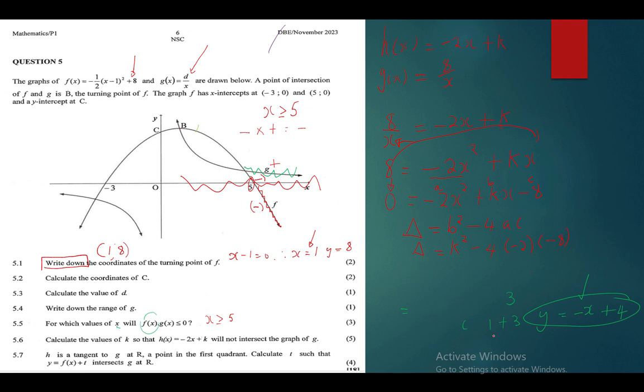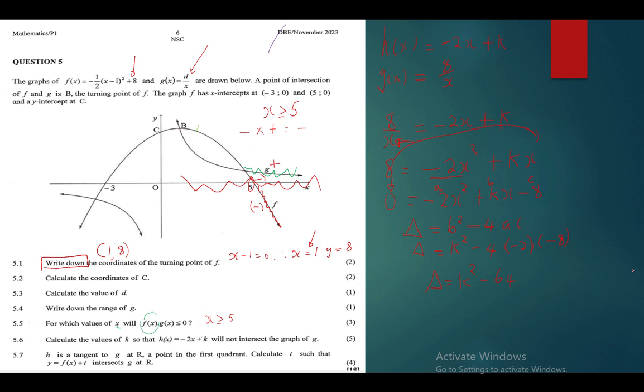So now my discriminant, I'm erasing here faster, guys. So now my discriminant is k squared minus 4 times minus 2 times minus 8. This is minus 64. You'll press your calculator. Minus 4 times minus 2 times minus 8 is minus 64. So your discriminant is k squared minus 64.